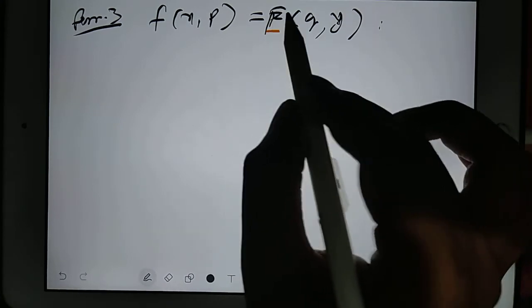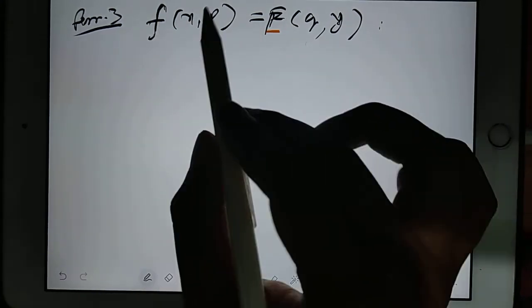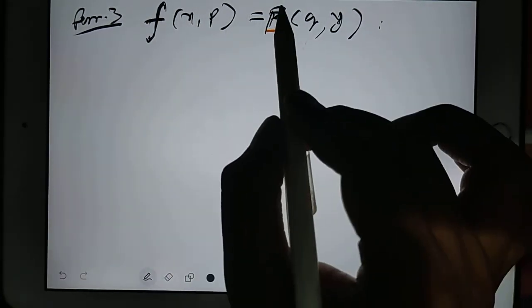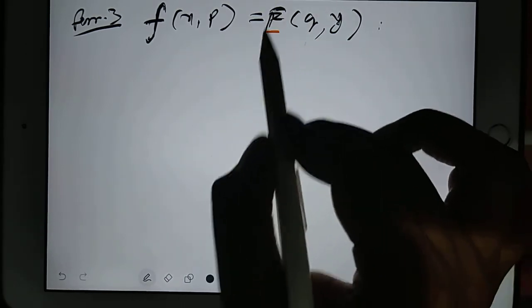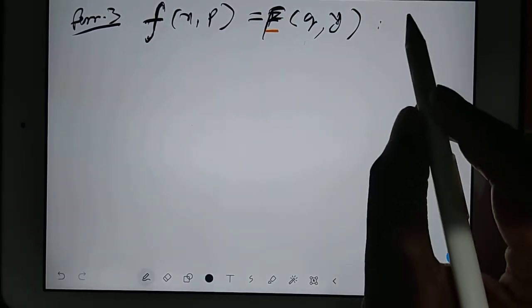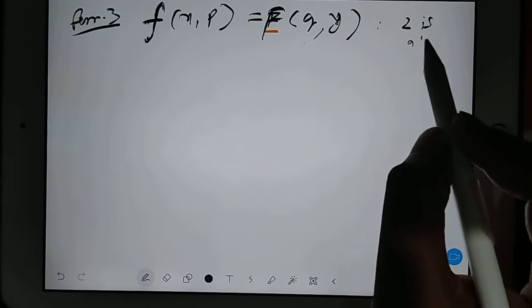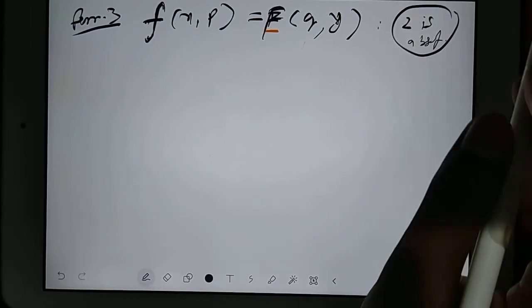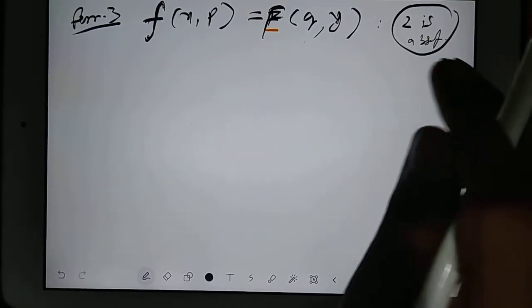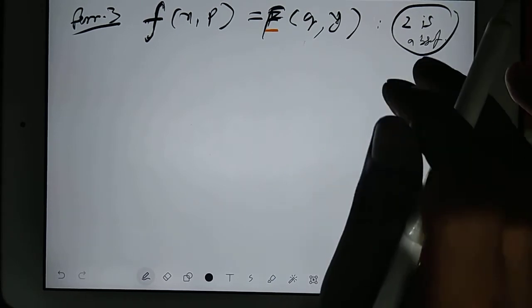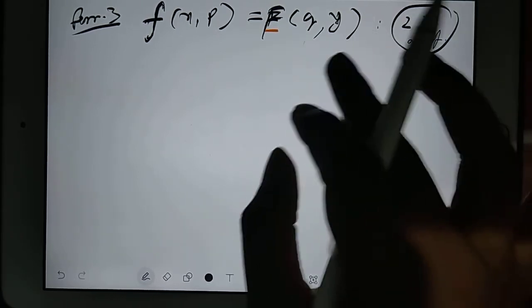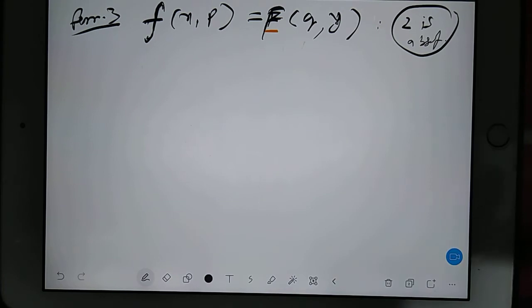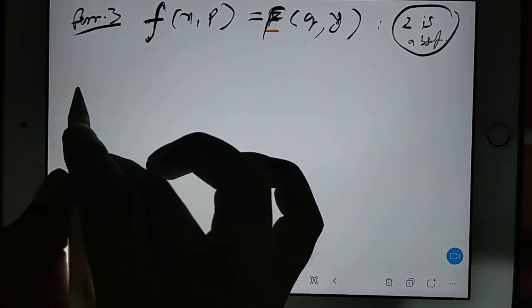Here this is capital F, because I cannot write both the functions with the same f. You can also write f and g, any two symbols you can use. This is small f, this is capital F. So z is absent. There is no z in this format. In the first format we had only p and q. In the second format we had z also. In the third format we have all the four, but z is not there.